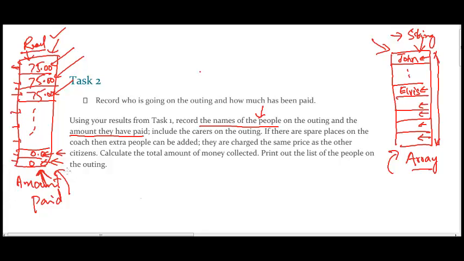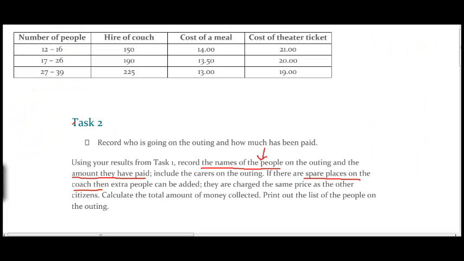And then he says that if there are spare places on the coach, how do we know that there are spare places on the coach? For that we are going to be taking help from this table, right? For example, if the number of senior citizens going on the trip were 11, which meant that you add 2 helpers, and that makes a total of 13 people going on the trip. Now in this group we can have 12 to 16 people, right?